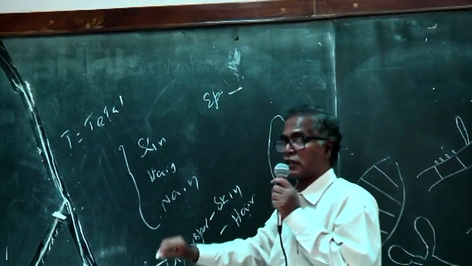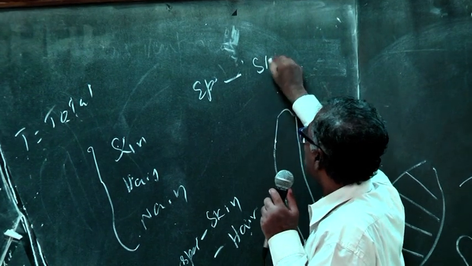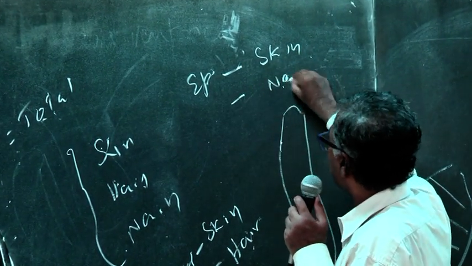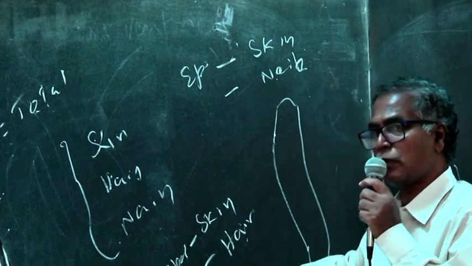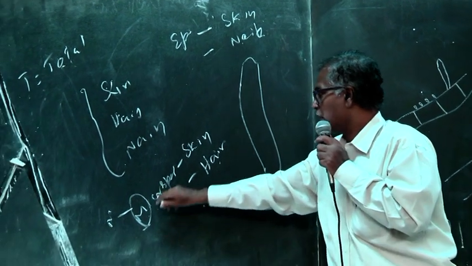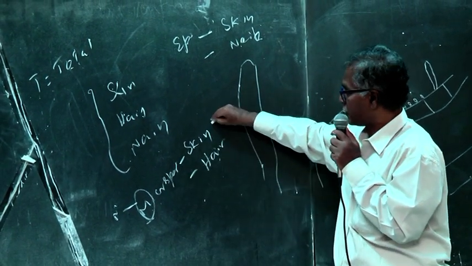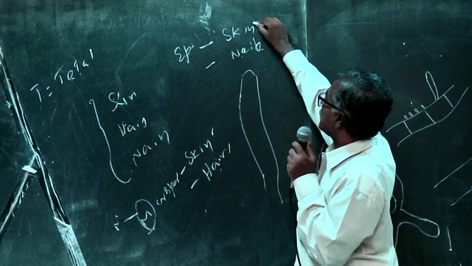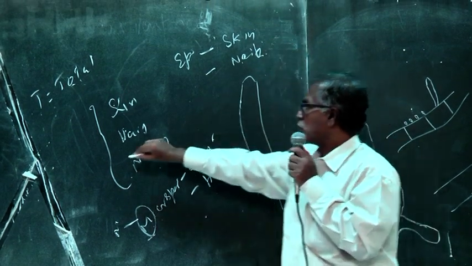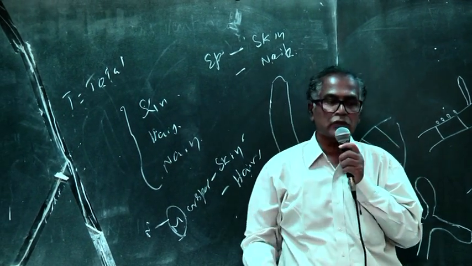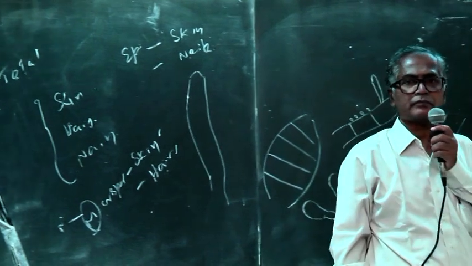Similarly, Epidermophyton causes infection of the skin and infection of the nails. So Microsporum does not cause infection of the nails. In other words, Microsporum species causes infection of the skin and hair. Epidermophyton causes infection of the skin and nails. Trichophyton causes infection of the skin, hair, and nails. So this is a general distribution.